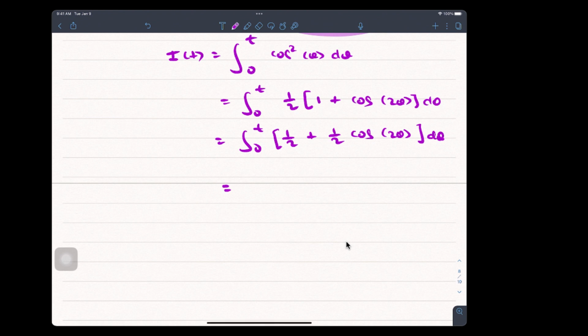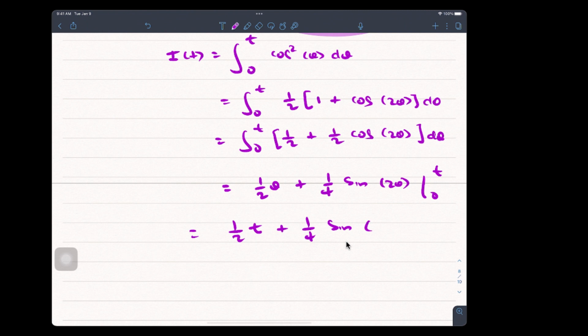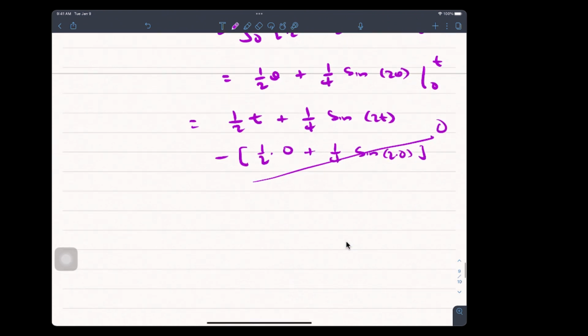All right, what do you guys get here? You guys know? That's 1/2 theta now, plus 1/4 sine 2 theta. And we're going to integrate this from 0 to t. So what do you get now? That's going to be what? 1/2 t plus 1/4 sine 2t minus 1/2 times 0 plus 1/4 sine 2 times 0. In other words, this whole portion goes to 0. And so I of t now is 1/2 t plus 1/4 sine 2t.